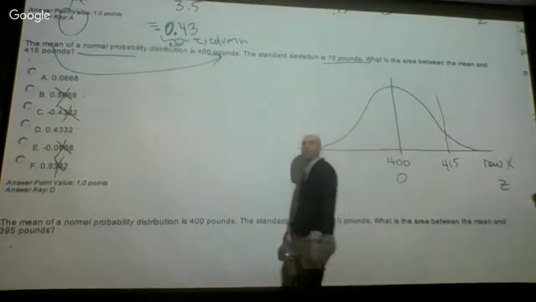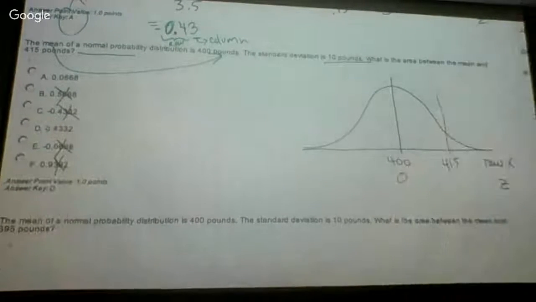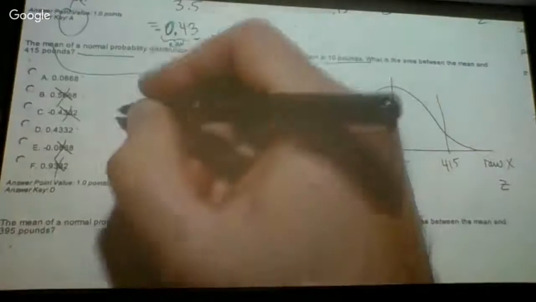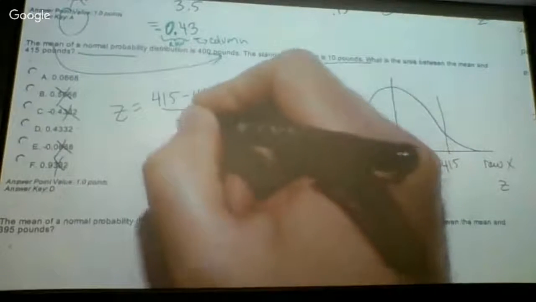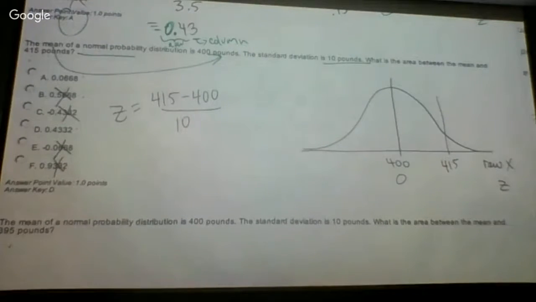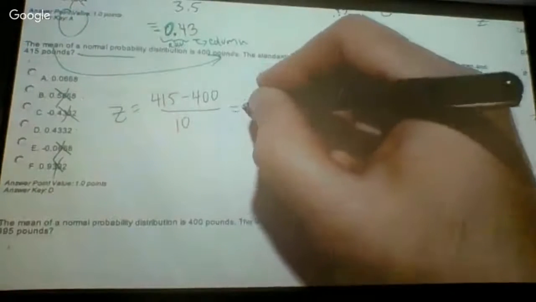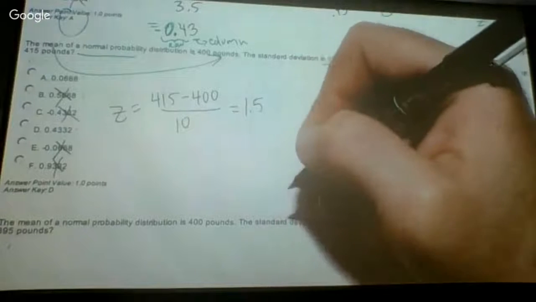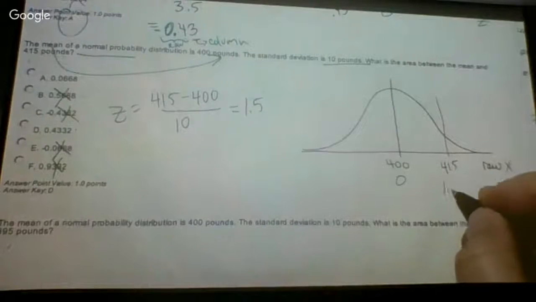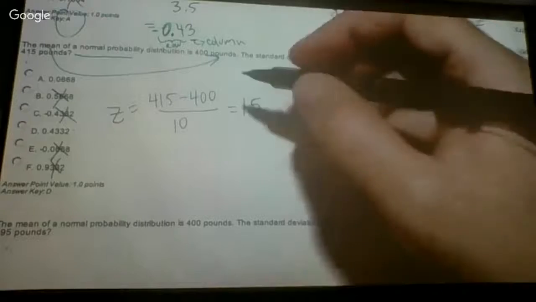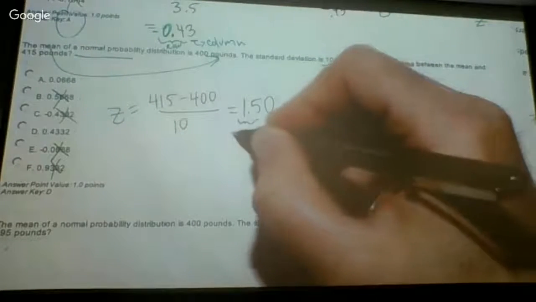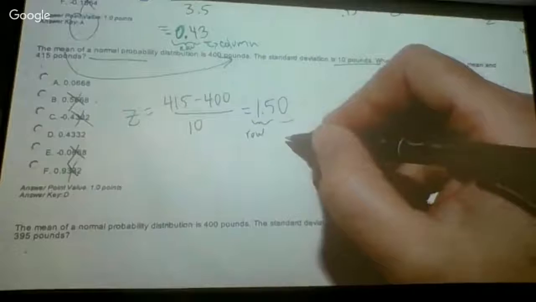What's the z-score for 415? 15 over 10. Tiffany? 1.5. Positive or negative? Yeah, better be. It's on the right-hand side. Now I have a z-score. I've taken that raw score of 415, use the formula to get a z-score. Z-score to the table. 1.5 is going to determine the row, and that 0 is going to determine the column.